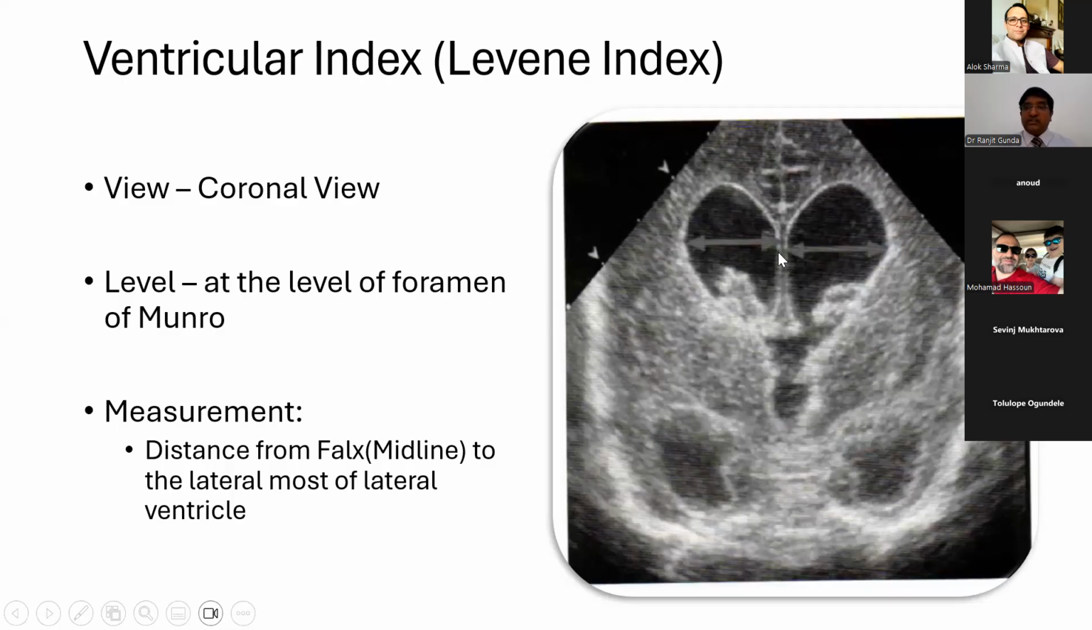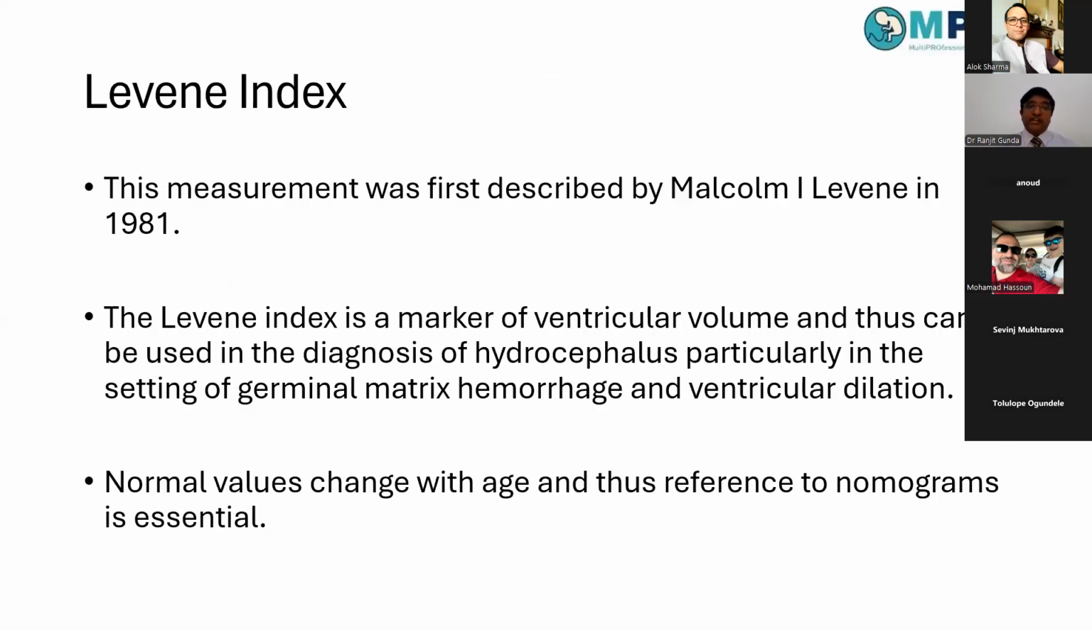It doesn't matter whether you take here or here, but it has to be from the midline falx to the lateralmost part of the ventricle. That is measured in millimeters. That gives us the ventricular index, also called the Levine index because Levine was the first to describe it, in 1981. It's a marker of ventricular dilatation and increasing ventricular volume.